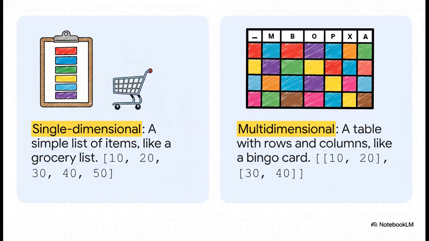Now, the easiest way to think about this is with a couple of analogies. A single-dimensional array, that's just a simple grocery list. One item, then the next, all in a single line. But a multidimensional array is more like a spreadsheet or even a bingo card with rows and columns. Perfect for when your data is a bit more complex.